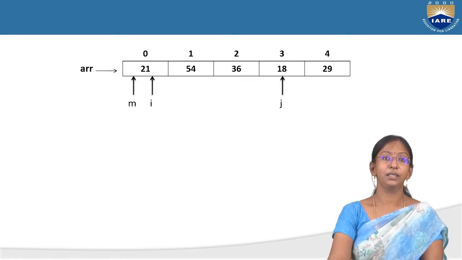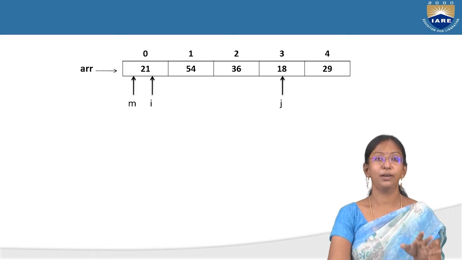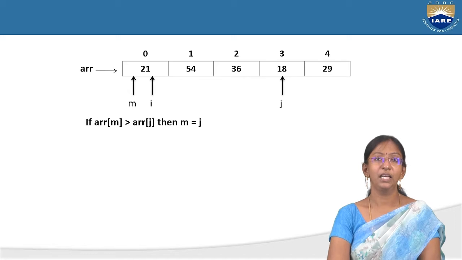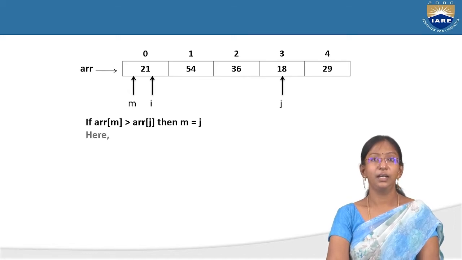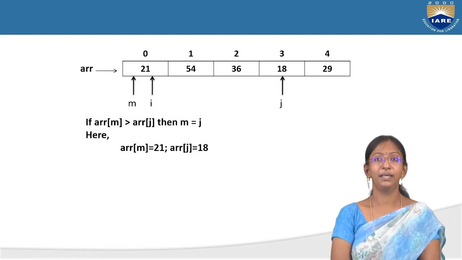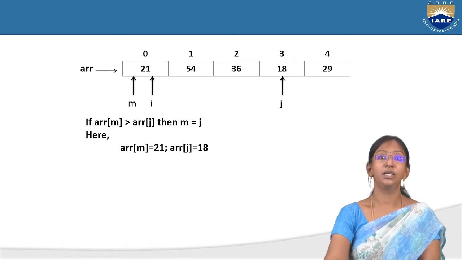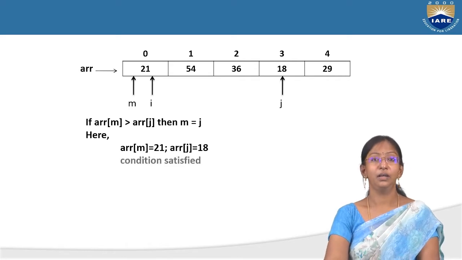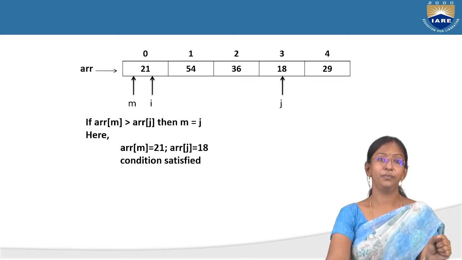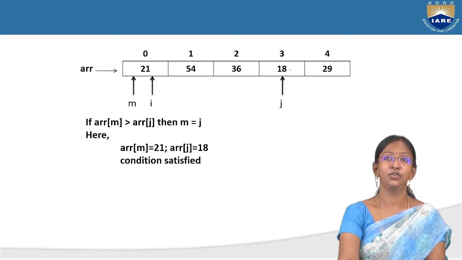Again, compare the content present at the index values pointed by m and j respectively. Here, have a look. The element at m is 21 and at j is 18. Is 21 greater than 18? The condition is satisfied, my dears. As the condition got satisfied, take your m and locate it at j.